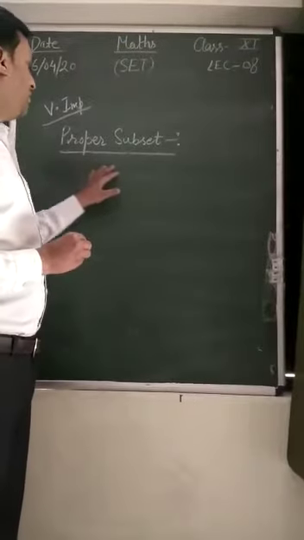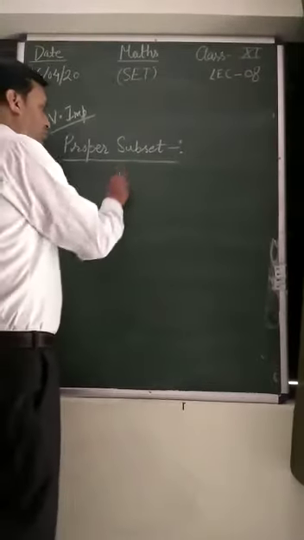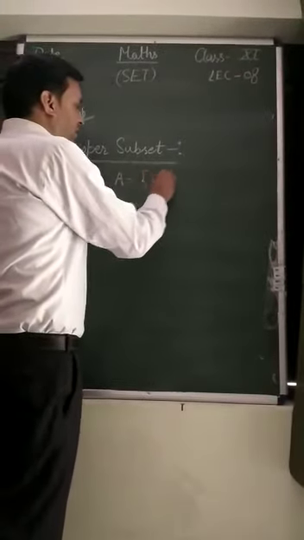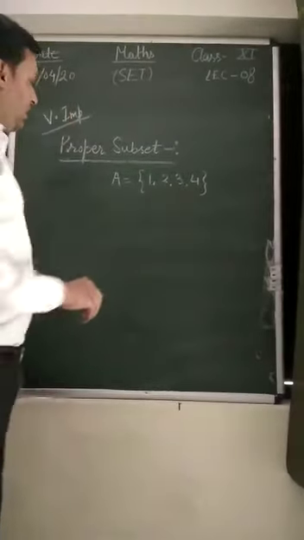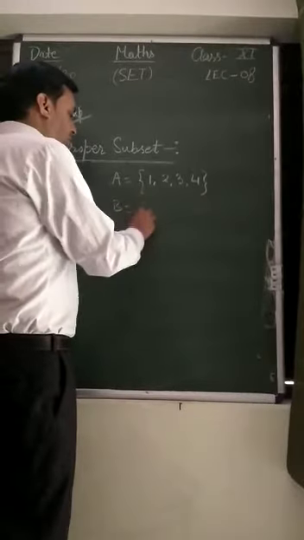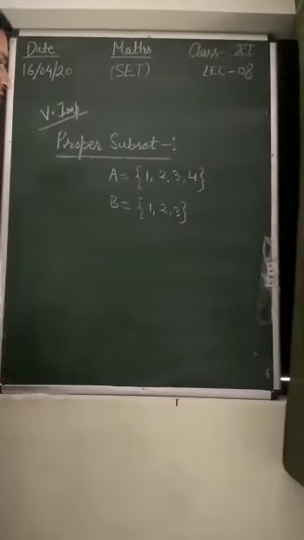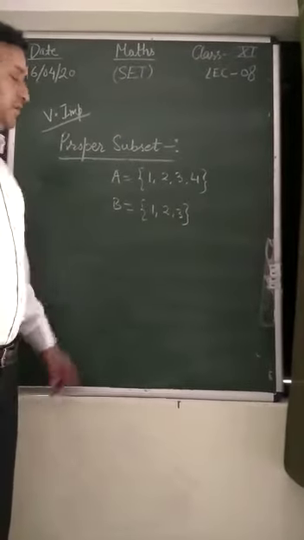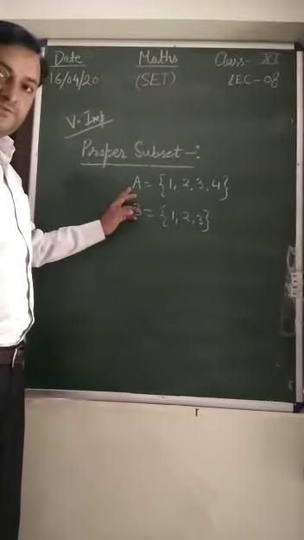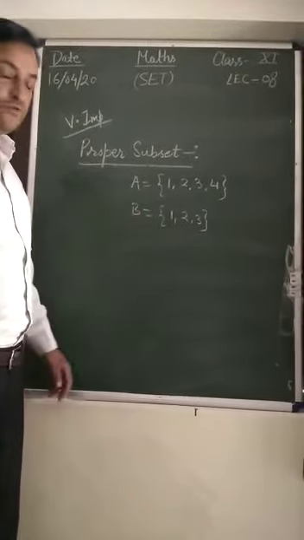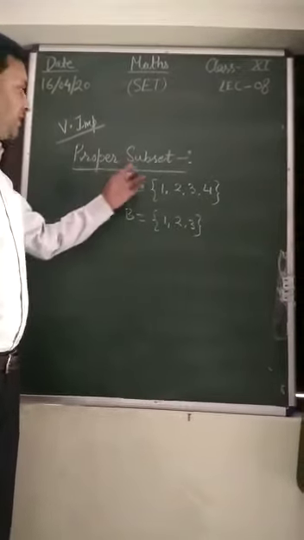So now students, let us take an example to understand the proper subset. Consider a set A = {1, 2, 3, 4}, and let us consider a set B = {1, 2, 3}. Yesterday we understood that B is a subset of A. You clearly observe this. But today we write the proper subset definition.